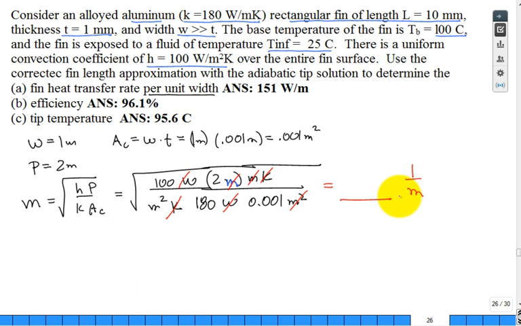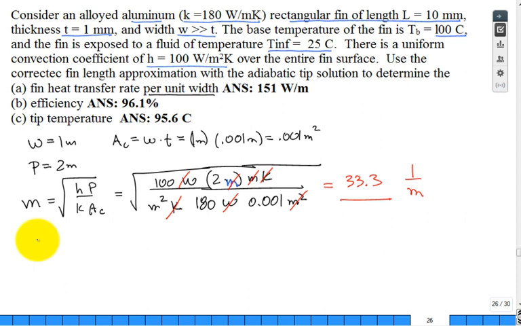So we get 33.3 inverse meter. And so you look at that equation. M is equal to 33.3 1 over M. It's very confusing to some. Hopefully we've got that figured out.